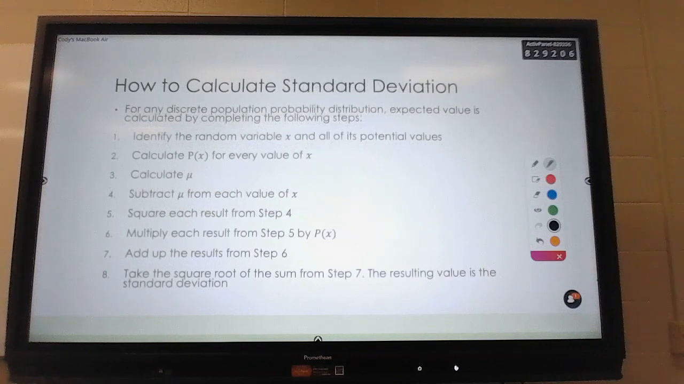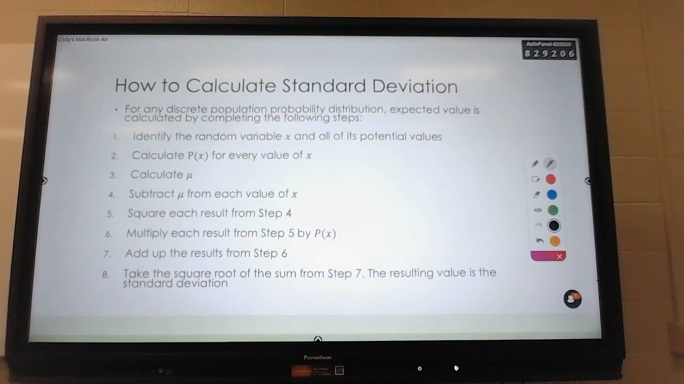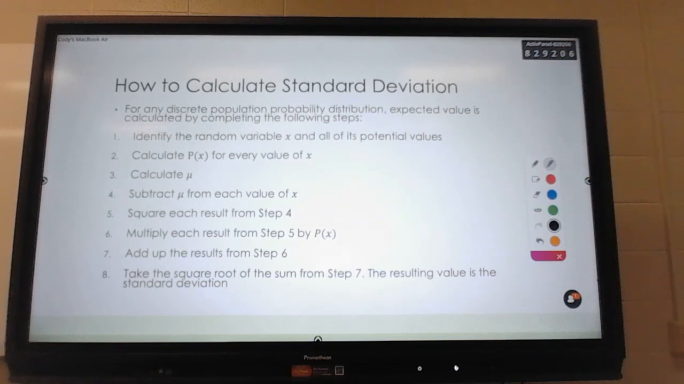When it comes to standard deviation, the first two steps are the same. Identify the random variable and all of its potential values, and calculate the probability for every potential value it has. Here's where it deviates, pun intended. Then you want to calculate the mean. Then you want to subtract the mean from each value of x.